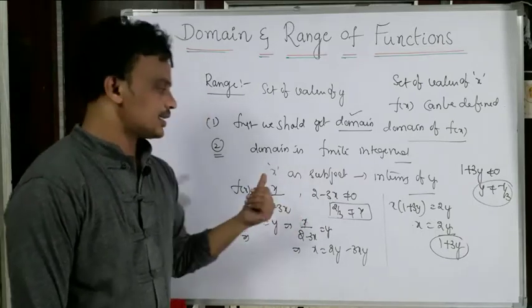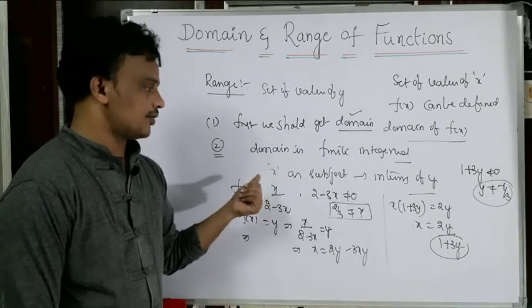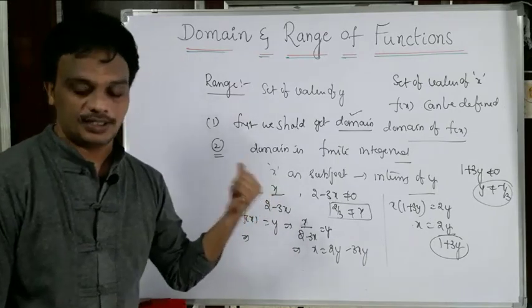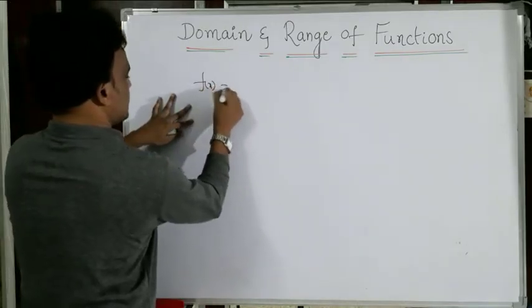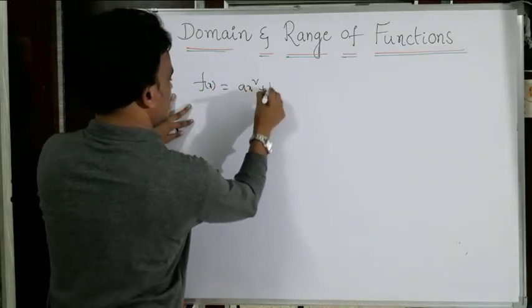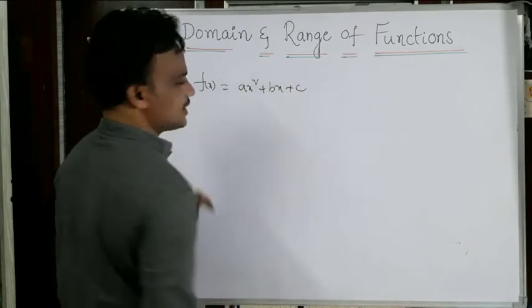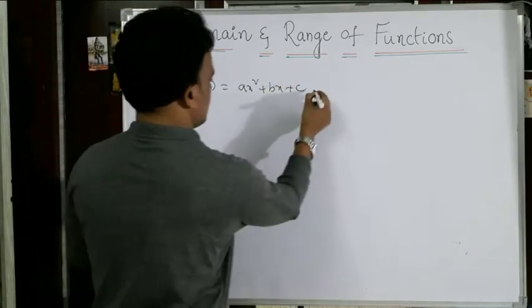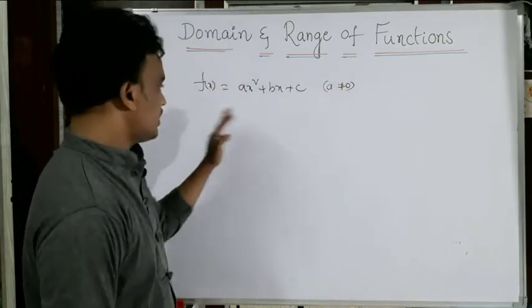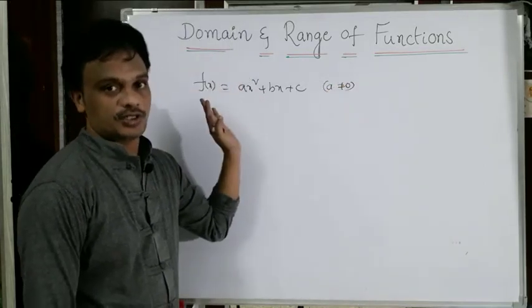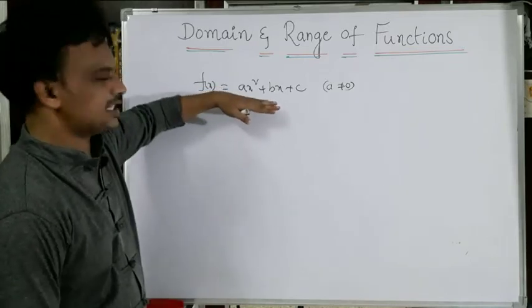Let us discuss some more problems, where we can find the range of a function directly. Suppose f of x is in the form of a quadratic equation, a x square plus b x plus c, where a is not equal to 0. For this one, how to get the range of this function? The function is a quadratic expression.